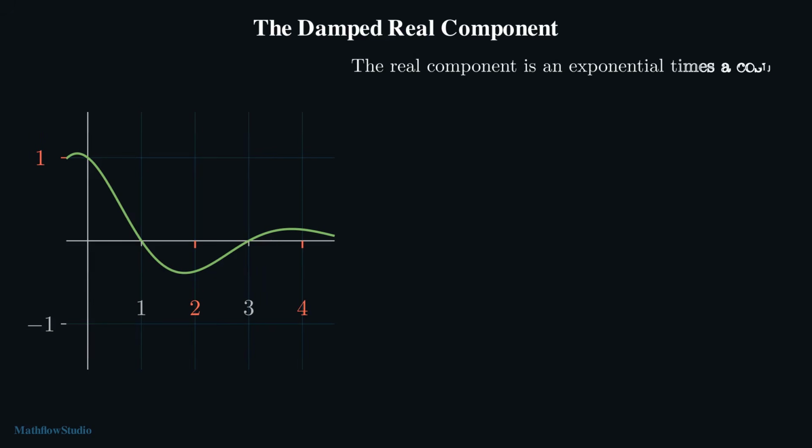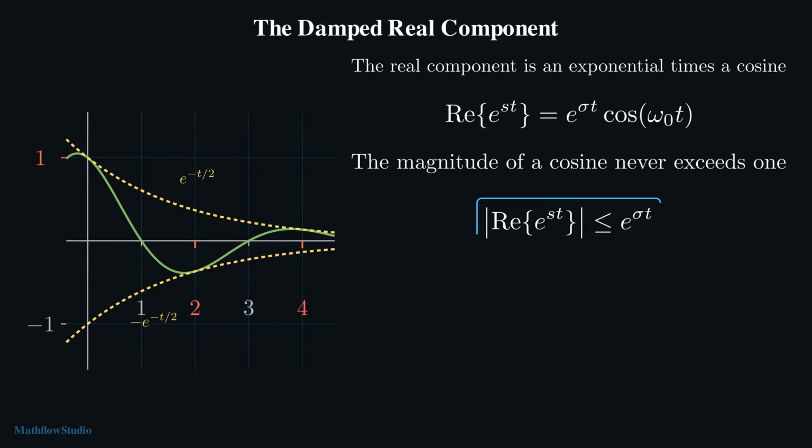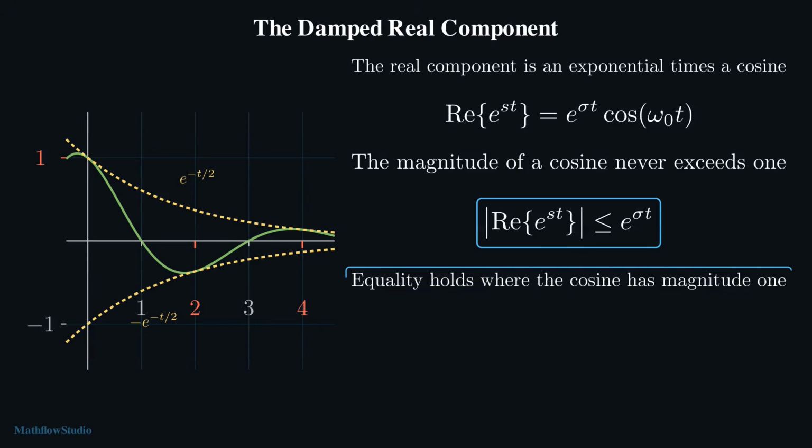The real component of the complex exponential is drawn against the time. The component is an exponential multiplied by a cosine. The real part is the exponential of the rate times the time, times the cosine of the angular frequency times the time. The magnitude of a cosine never exceeds 1. The exponential therefore bounds the component above and below. Equality holds at every instant where the cosine has magnitude 1.